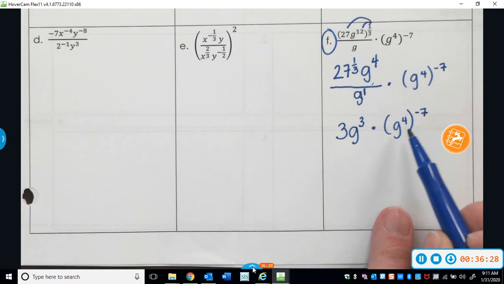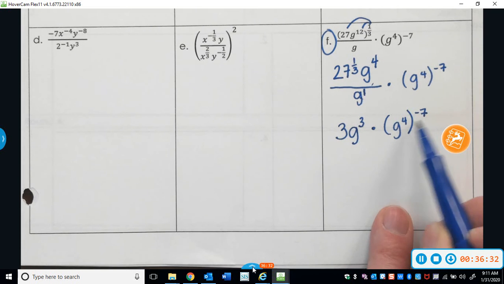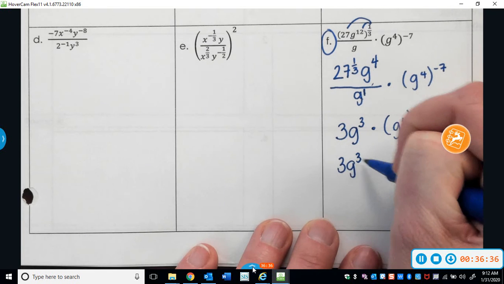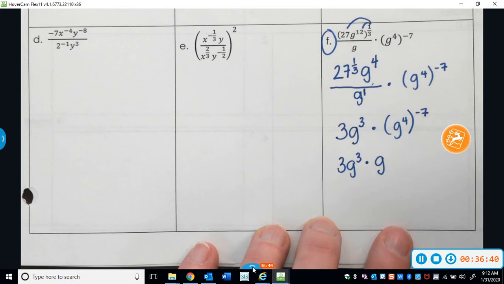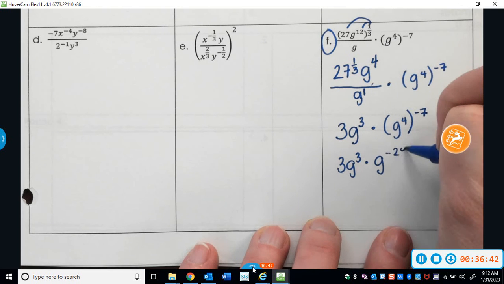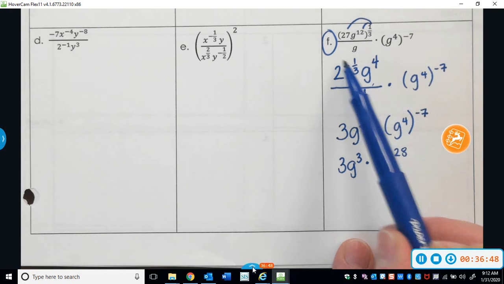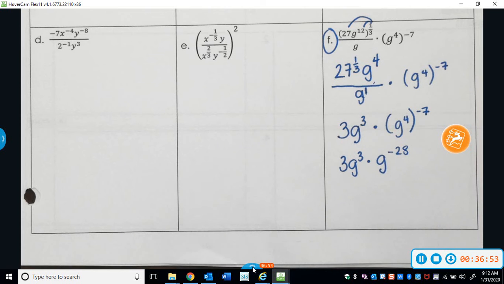All right, so now I'm going to start focusing on this. So what would I do with these two exponents? Am I adding them? Am I multiplying them? Good, so I'm multiplying them. So I have 3g to the 3rd. And then when I multiply those exponents, my new exponent for that g is going to be negative 28. All right, so as you can see, it started out looking pretty scary, but as we go one step at a time, it gets easier and easier, and it gets less intimidating.